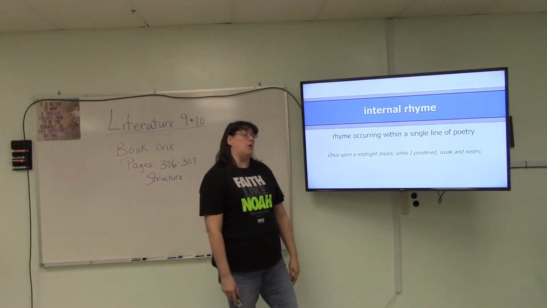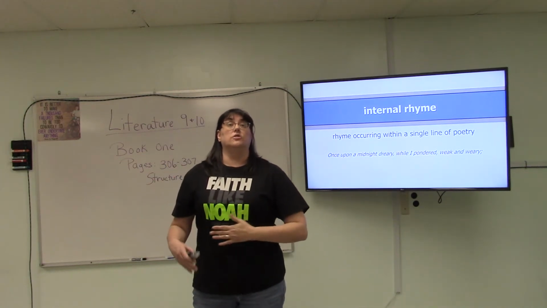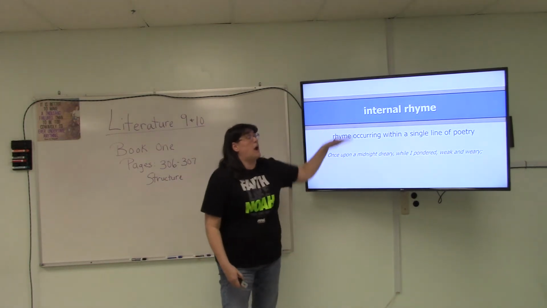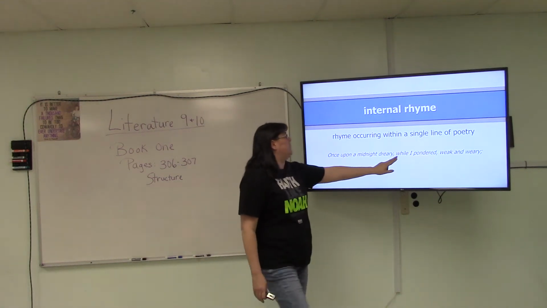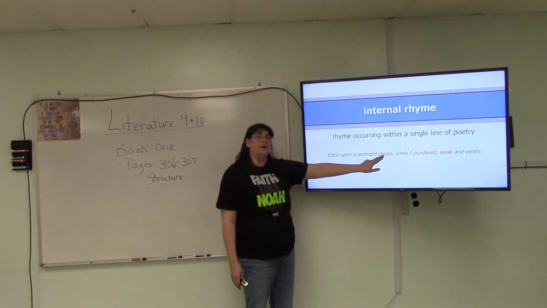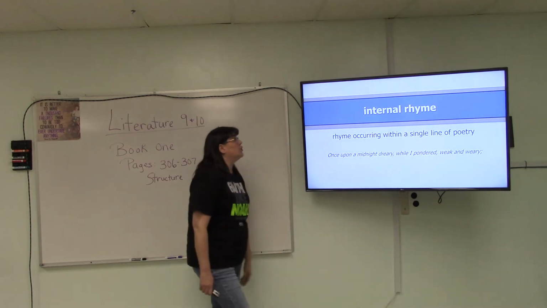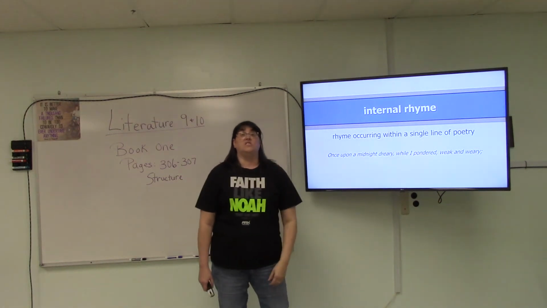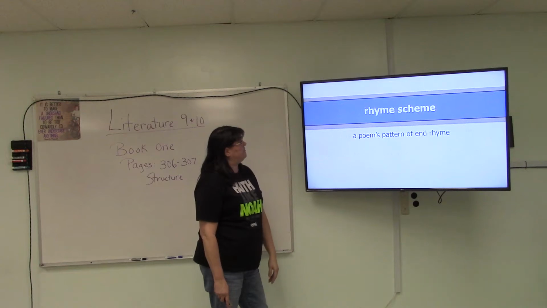How about an internal rhyme? Internal rhyme is where there's a rhyme in the middle. Just like your internal organs are in the middle of your body or inside your skin, so is the rhyme inside the line. Notice, once upon a midnight dreary, while I pondered weak and weary. Weary rhymes with this other word, dreary, which is in the same line. And so that's called internal rhyme. We have a line that's got a bunch of rhymes in it. That's internal rhyme. It's inside the line of poetry.